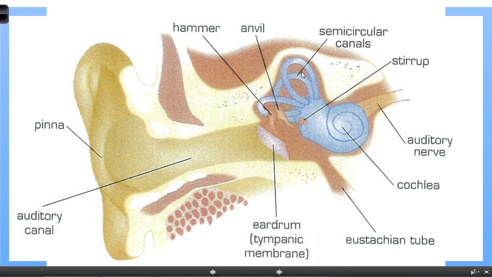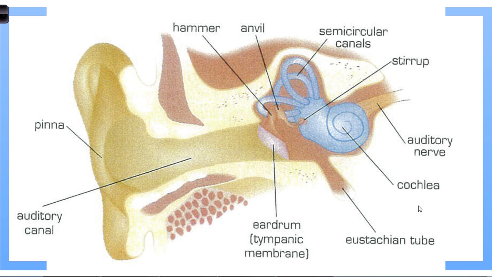So these blue parts here make up what's called the inner ear, the semicircular canals and the cochlea. Like I said, the auditory nerve is just a bundle of neurons that carry the signals from the cochlea to the brain. One last structure that we need to look at is called the Eustachian Tube. I hope I'm saying that right.